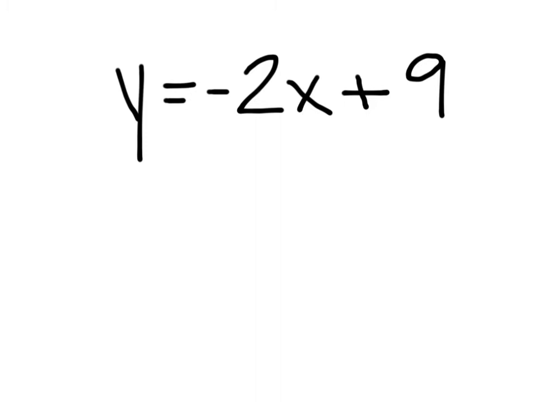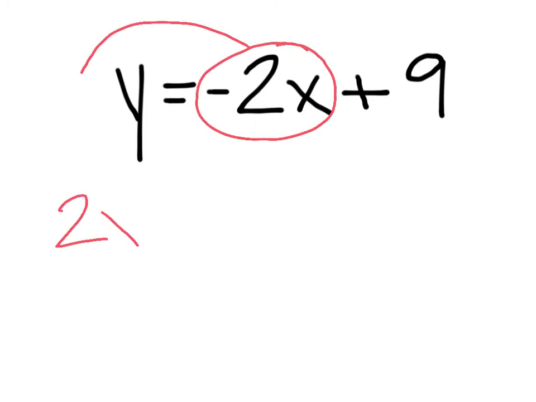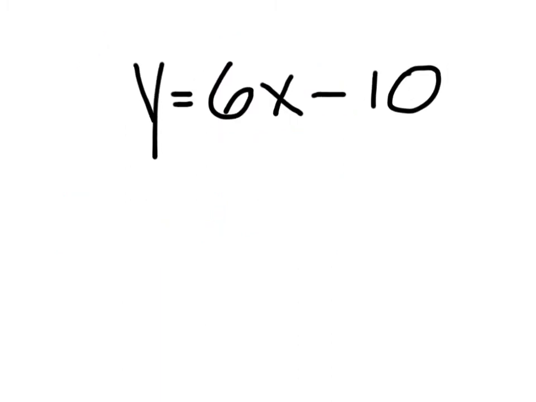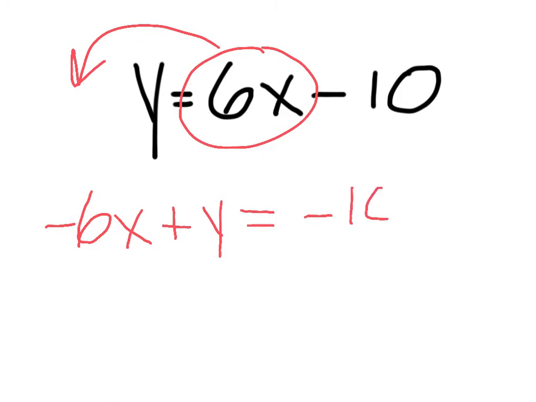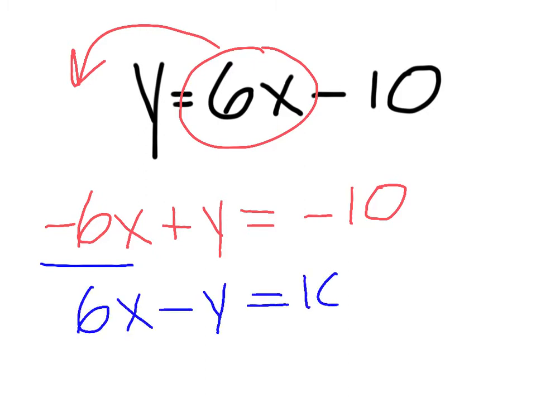To change this to standard form, you have to move this term over here. Change the sign to get 2x plus y equals 9. Since this term is positive, you have nothing else to change. To change this into standard form, you would move this over to this side, change the sign, keep the y, and the negative 10 where they're at. You cannot have a negative sign on the a term, so we're going to make this 6x minus y equals a positive 10.